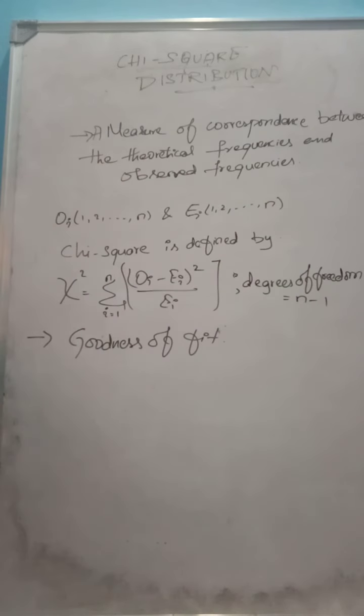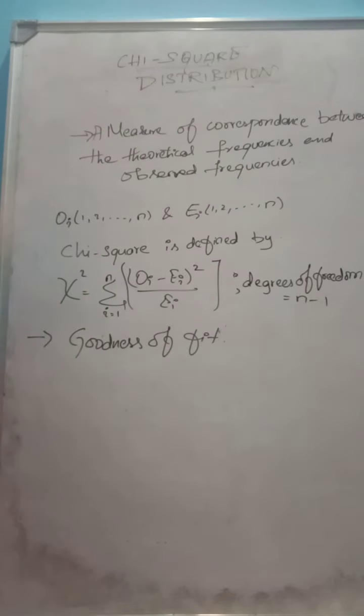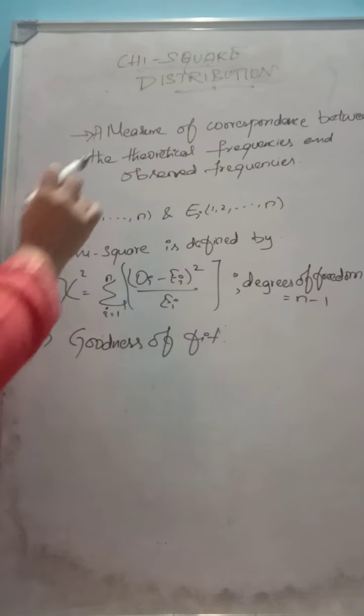So we are now going to discuss the last concept of this particular module, sampling theory, that is chi-square distribution. Okay, so chi-square distribution and chi-square test both are available in this concept. So what do you mean by chi-square distribution and what is this used for? First of all, let us see what it is used for.